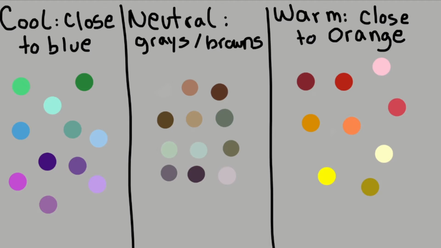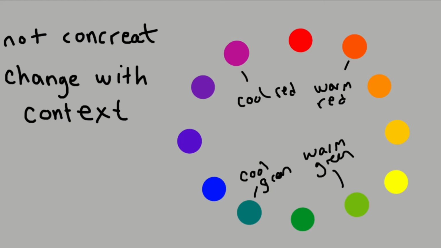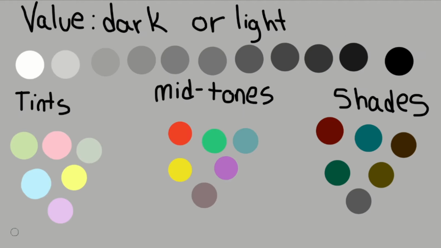There are cool colors, neutral colors, and warm colors. So cool colors are closer to blue, think green, blue, purple. Neutral colors are kind of in the middle. Warm colors are closer to orange, think red, yellow, and orange. And these aren't concrete barriers, and they change with context, so a red with more purple would be a cooler red, and a red with more orange would be a warmer red. But the color red, a lot of people say is a warm color, but it could go either way. Same thing with green.